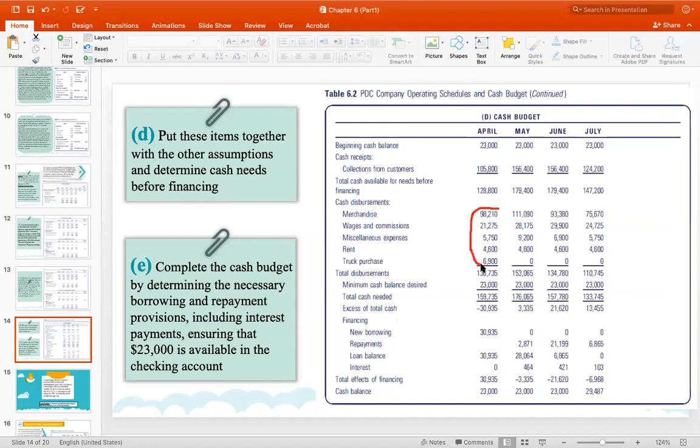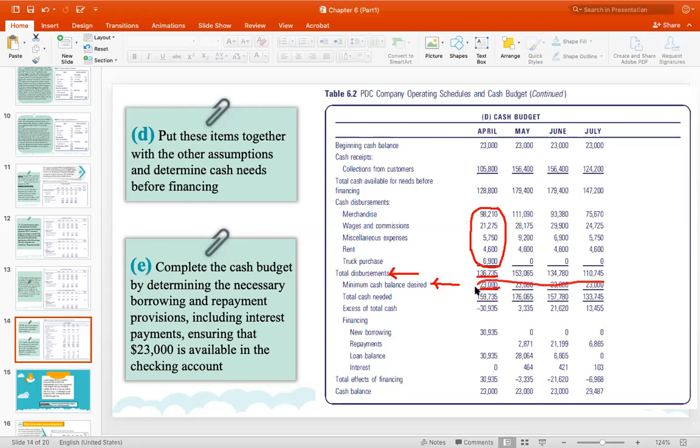All these numbers represent the total disbursements. Now the next step is to add also the minimum cash balance desired. This is the condition put by the founder. So we should have enough money to pay our disbursements and enough money to ensure that the firm will have a minimum cash balance equal to $23,000 each month.